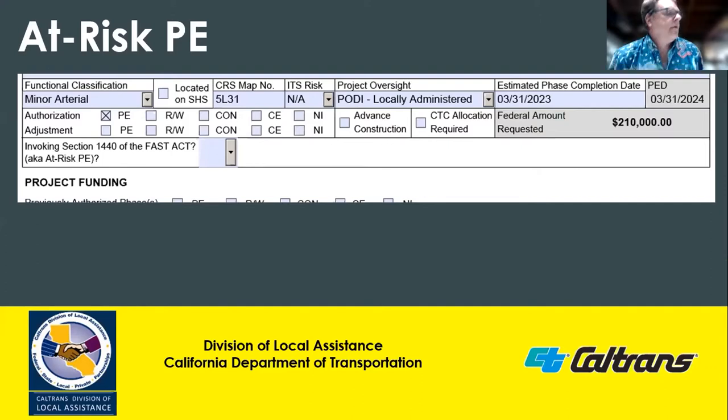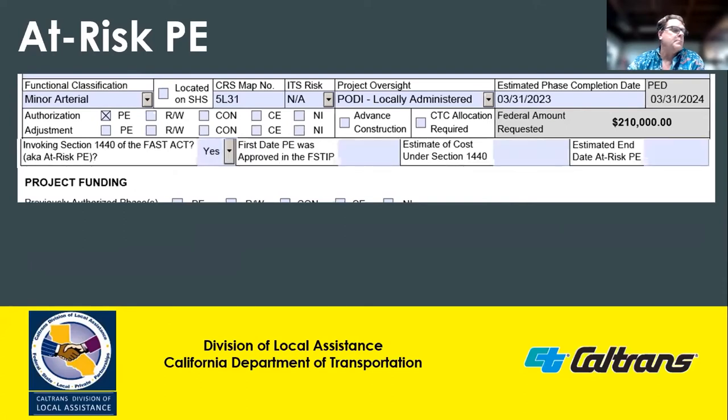To seek reimbursement for retroactive PE expenditures, an agency must submit a request for authorization invoking Section 1440 at risk. Three additional pieces of information are required from a standard PE authorization. One, the first date PE was approved in the FSTIP. This establishes the earliest date to be eligible for retroactive reimbursement.